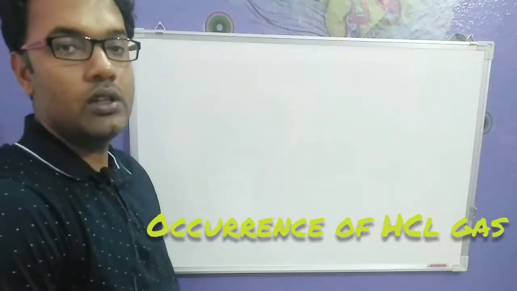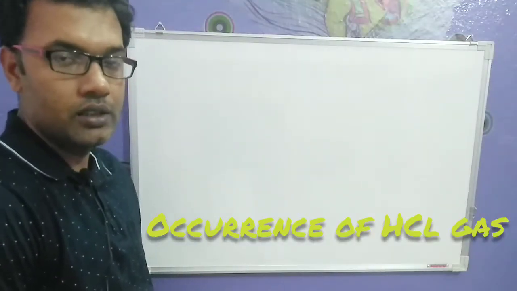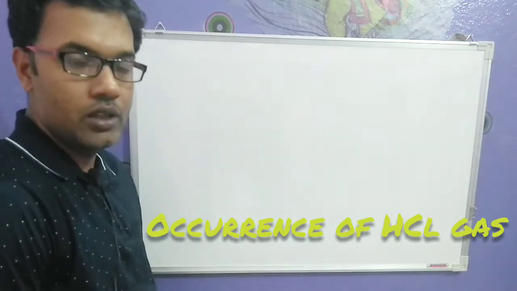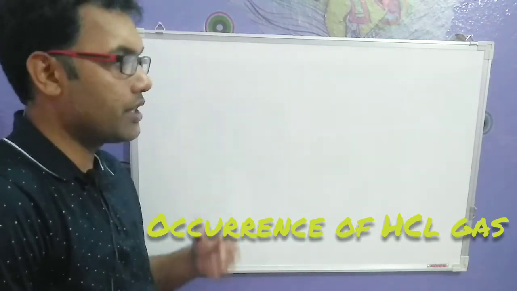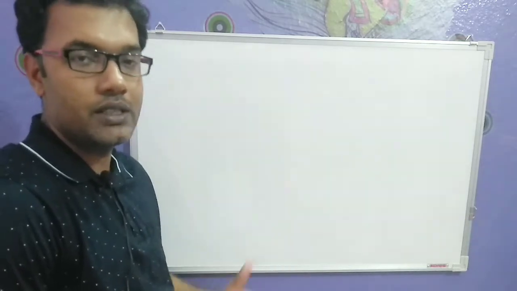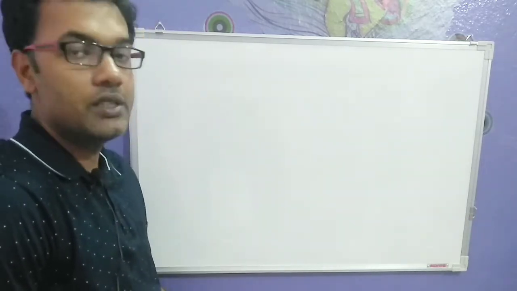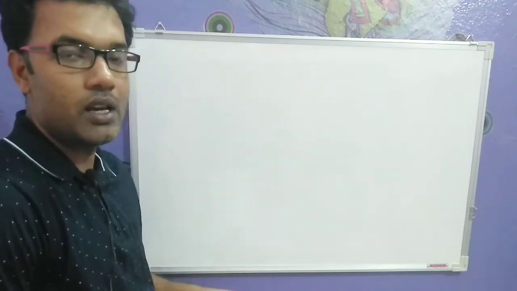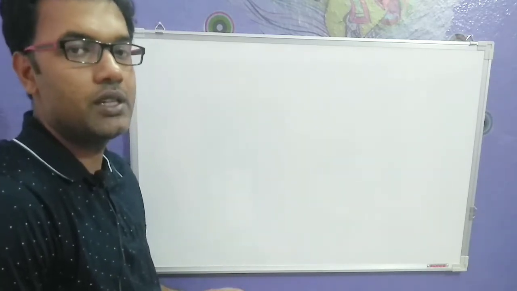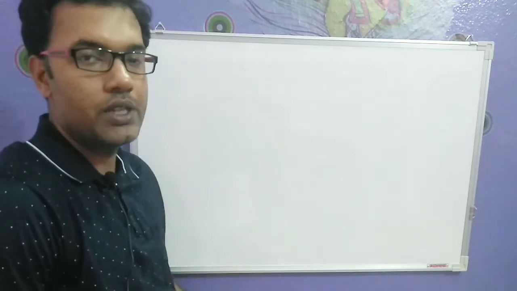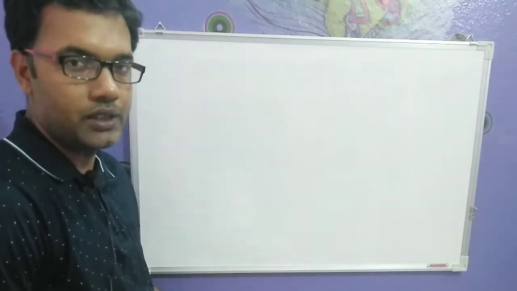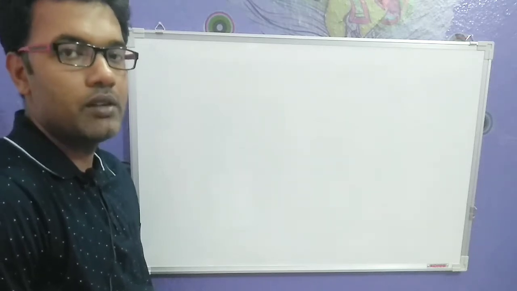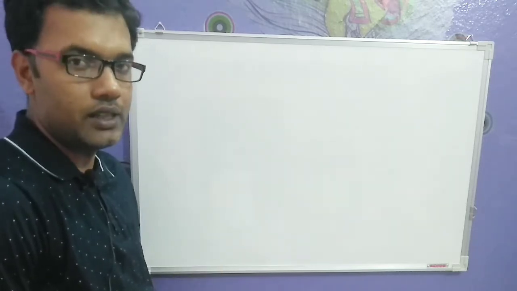We want to know the occurrence of HCl. It is basically found in two places. One is when a volcanic eruption takes place, from there HCl gas is evolved. The second is inside our stomach. Okay, inside our stomach, what do we have? We have HCl, and the percentage is 0.2% to 0.4%. Is it clear?